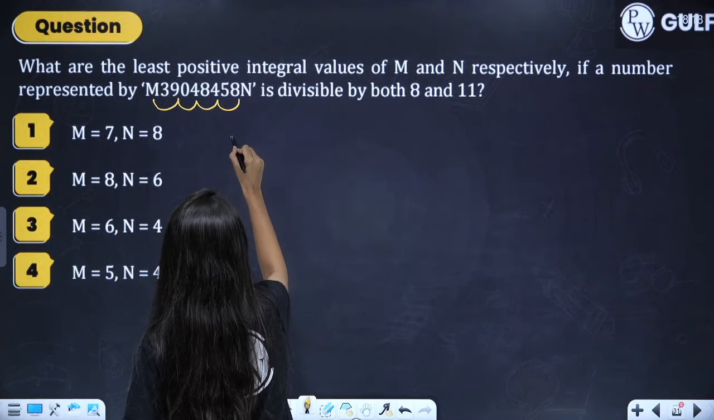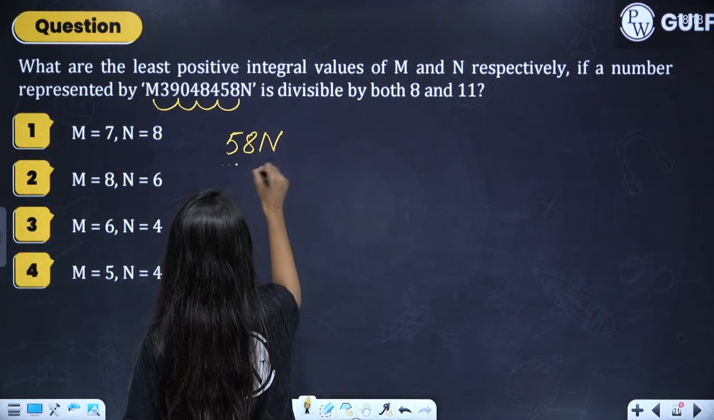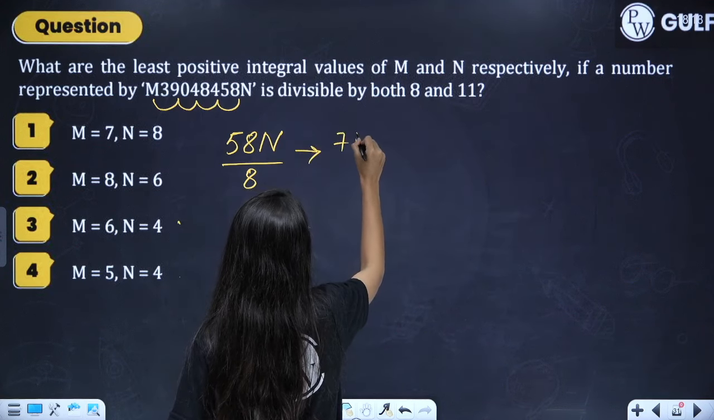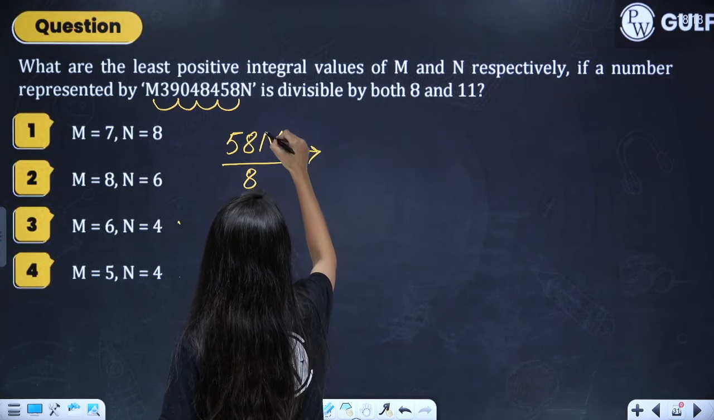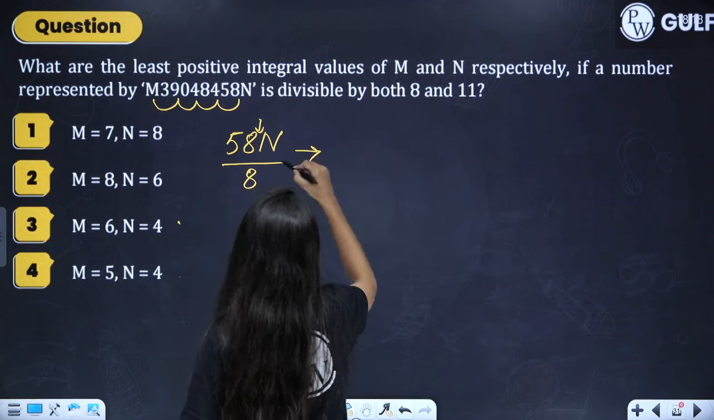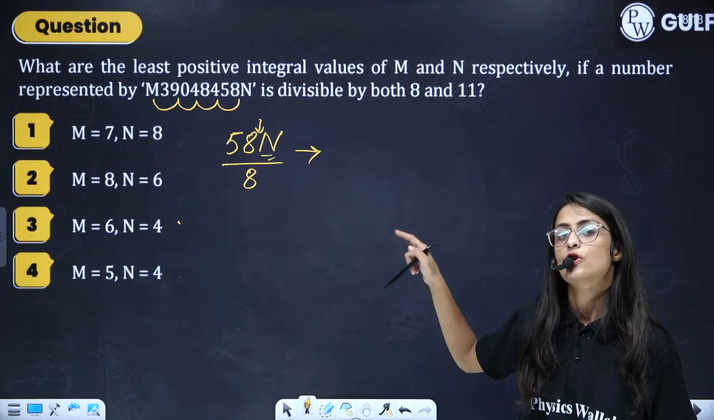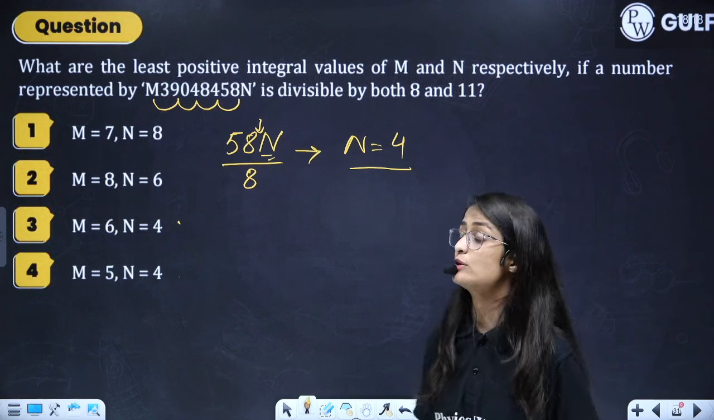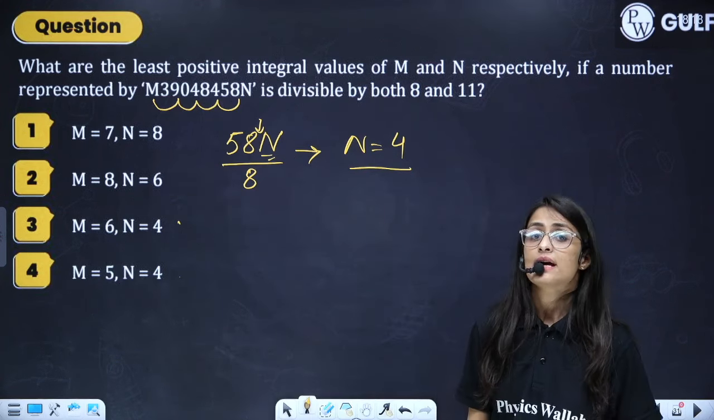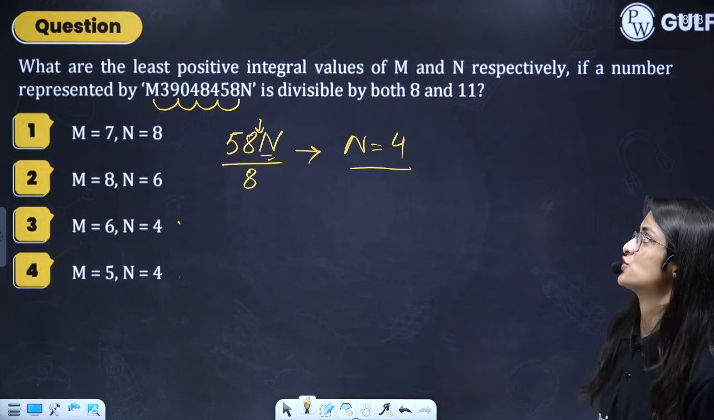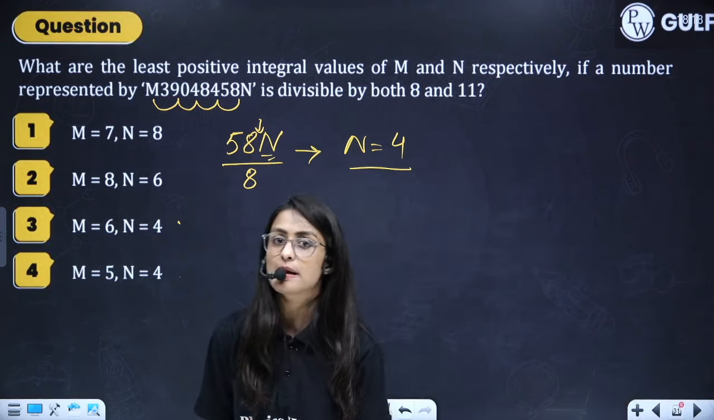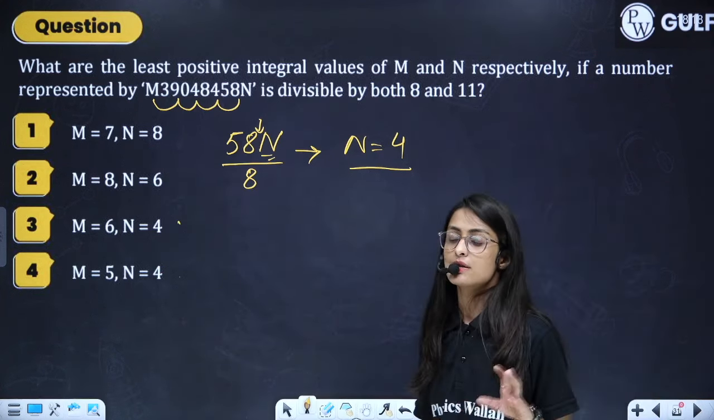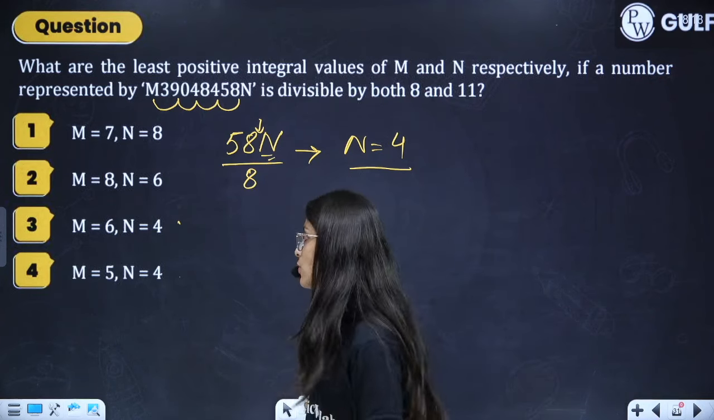I would write it as 58n divided by 8, you will be getting 73. So properly you will be getting n equals 4 from here, but still we need to find m, right? To find m, what should be the condition? Here the addition of digits at odd places and the addition of digits at even places is to be done, and on their subtraction the number should be divisible by 11, right? Okay, so let's do that.